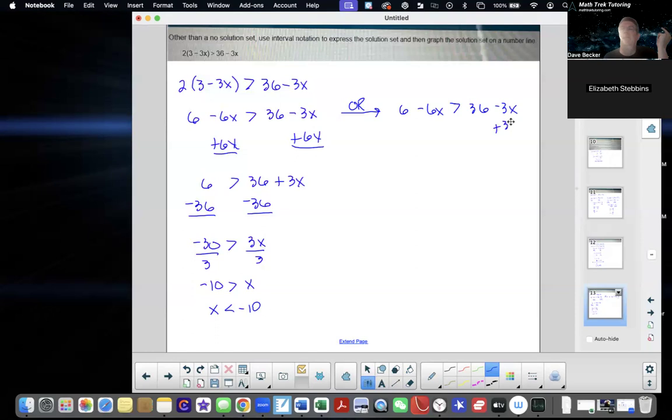So I'm going to keep the x's on the left this time. And what's going to happen is we're going to have to divide by a negative number, and then you'd flip it. There you go. But x remains on the left-hand side.